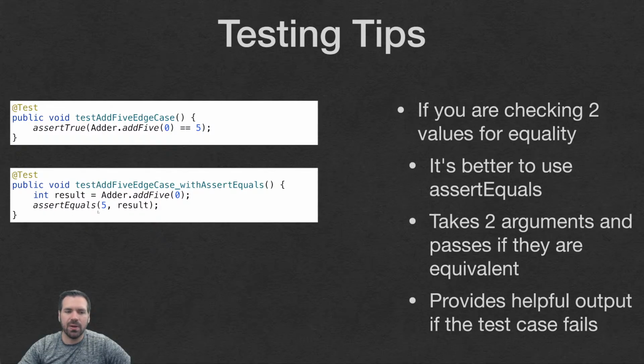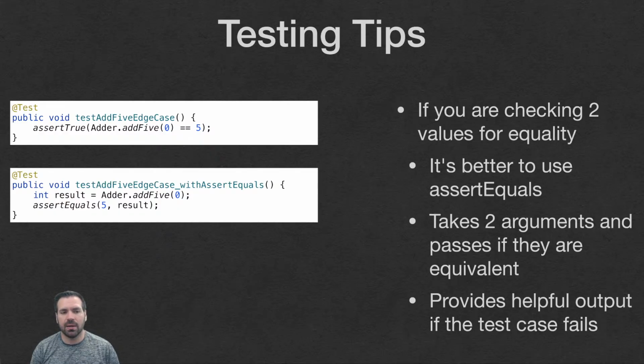Assert equals is a big one. Assert equals takes two arguments and checks if they're equal. If those two values are equal, the test case passes. If they're not equal, the test case fails. Assert equals. You assert if these two things are equal. This is helpful. One, it's just easier to write sometimes. It also handles a few things that we're about to talk about with strings and doubles. Assert equals will handle those a lot easier, can make your life a lot easier.